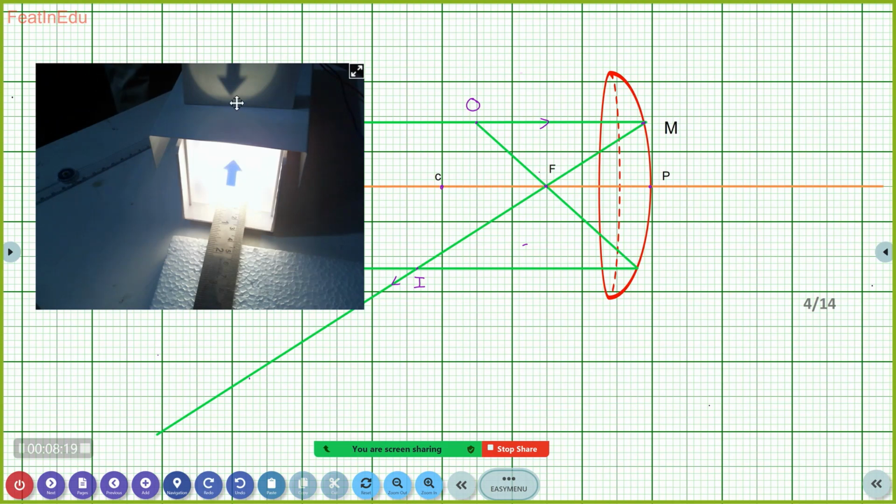Now what you do is, the tip of this object, you can see. The tip of the object corresponds to O, and the tip of this image corresponds to I. Only that you see. Don't see the other part. I will explain the extended image to you. You understood all of you? Okay. Now I will go to the board and I will explain this to you.